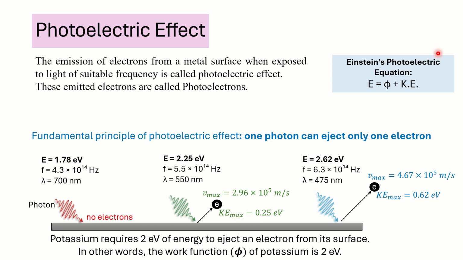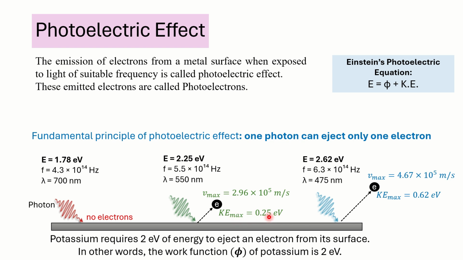So this is Einstein's photoelectric equation that we have to use here. The energy of the photon E equals the work function of the metal plus the kinetic energy of the ejected electron, that is the photoelectron. So the ejected electron in this case has a kinetic energy of 0.25 electron volts.